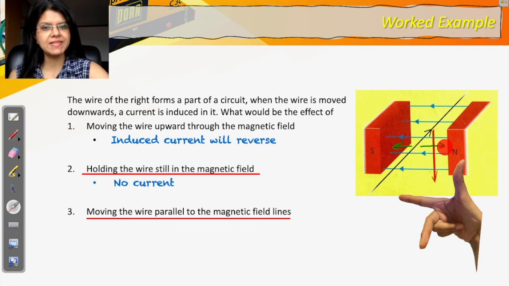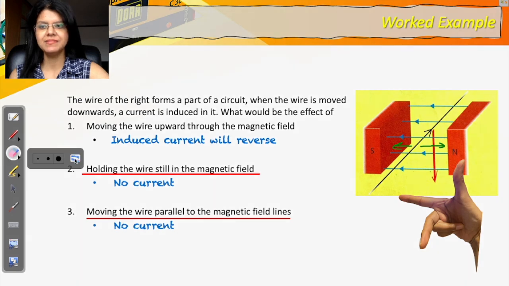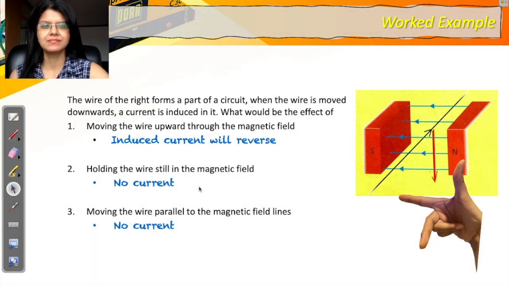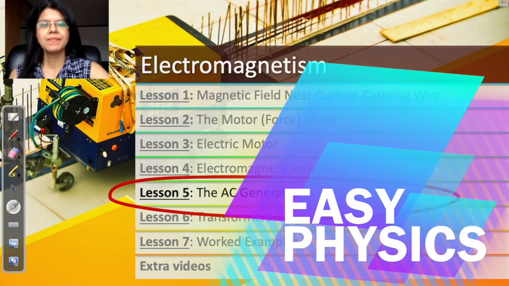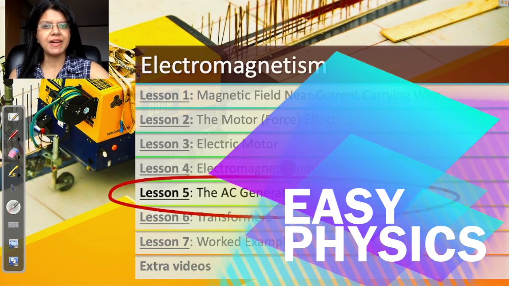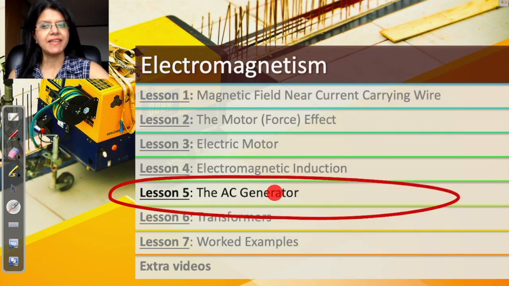If you want to understand why no current will be produced, please check out the supplement videos on this topic to understand the technical details behind it. So right now, let us understand that no current will be produced. So this was our worked example. The next topic, which develops on electromagnetic induction, is the AC generator.